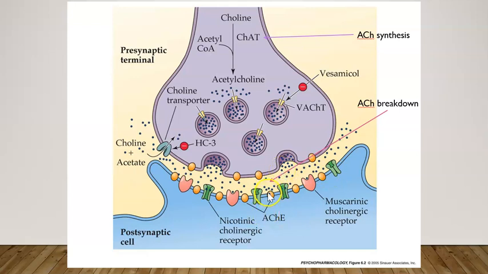Acetylcholinesterase then enters the synaptic cleft and breaks down acetylcholine into choline and acetate. This is then reuptaken into the presynaptic cell, where choline can then be used to synthesize even more acetylcholine.